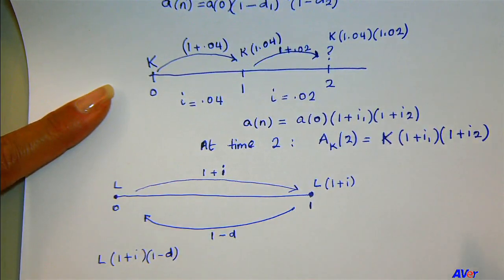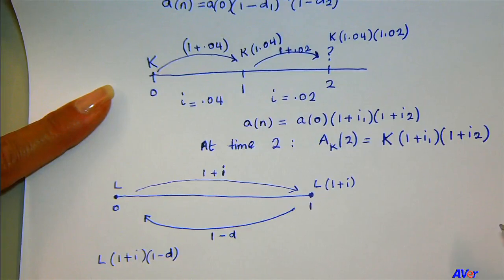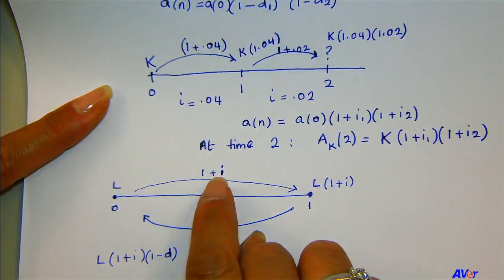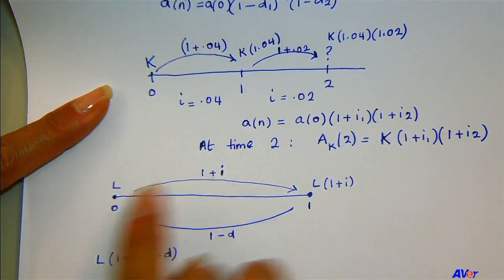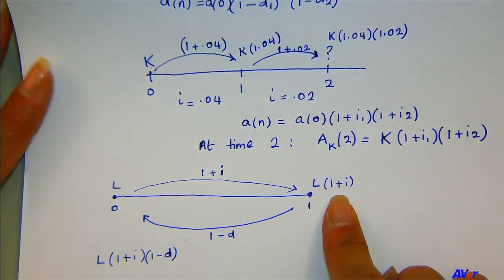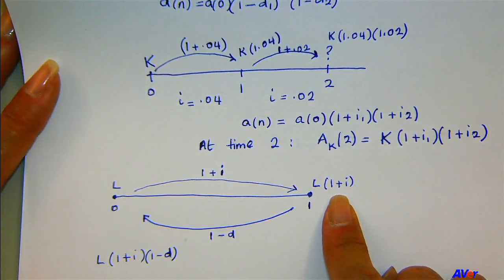Are you following me? Who's lost? Can you let me know? If you are lost, you need to let me know. Yeah, so in this case, are you assuming I equals D? I'm not assuming I equals D. I am assuming that I and D have a relationship, and I'm trying to get that relationship. So at interest rate I, if you borrow L today, you are going to pay L times (1 plus I) at time 1. Agree?